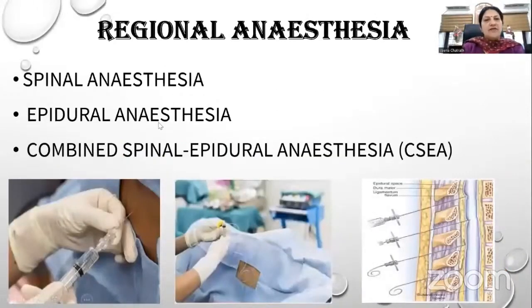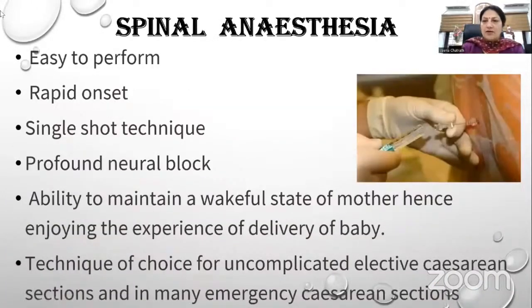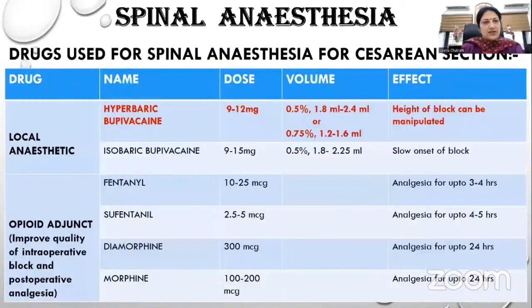So various options which we have in regional anesthesia are spinal anesthesia, epidural anesthesia, and combined spinal and epidural anesthesia. The main advantages of spinal anesthesia are that this technique is easy to perform, with rapid onset, single shot technique. It causes profound and dense neural block. And the main advantage is the ability to maintain a wakeful state of the mother. Hence, the mother can enjoy the experience of delivery of the baby. And this is the technique of choice for uncomplicated elective cesarean sections and in many emergency cesarean sections.